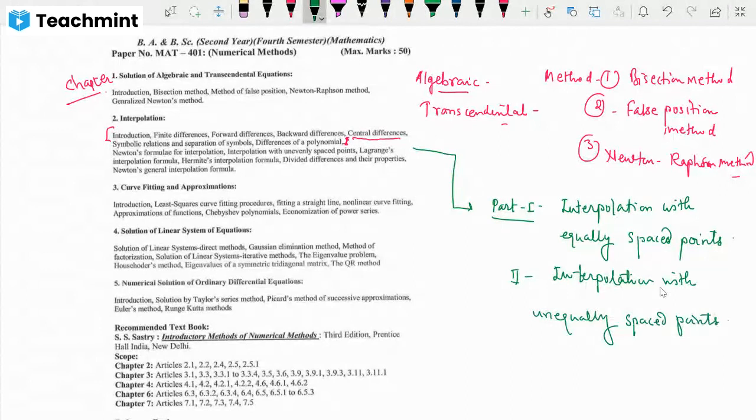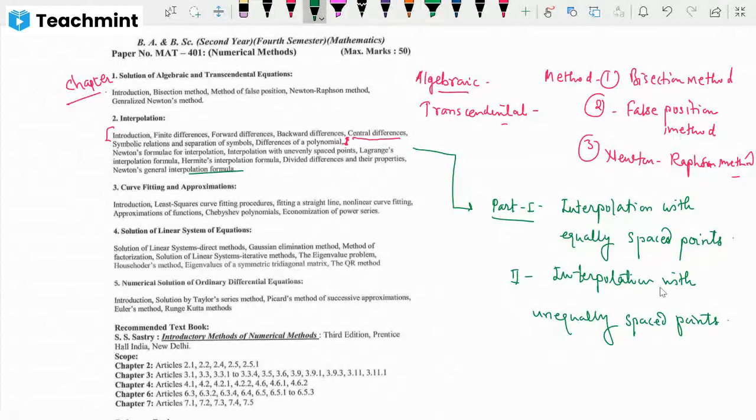So this is chapter number 2. This main chapter of this course contains approximately 35 to 40% of the syllabus of this course. So we'll see afterwards.